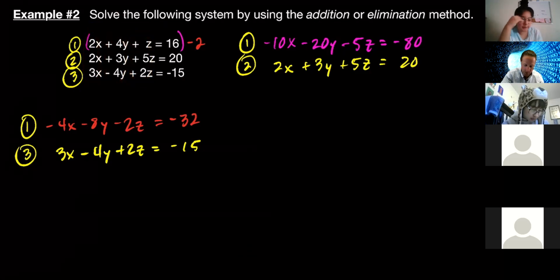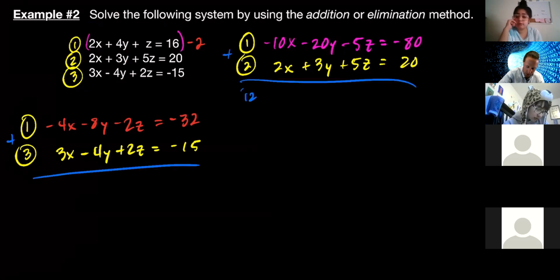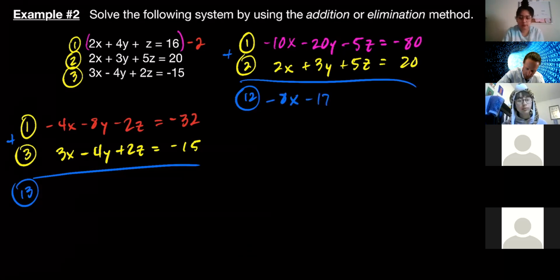Okay, so when I'm dealing with this, I can now take and add, and I'm going to call this equation 12 and equation 13, so I know where these new ones came from. Equations 1 and 2, when I add them, I get negative 8x, negative 17y, those cancel, equals negative 60. Does that look familiar? Those numbers seem similar to me. Negative x, negative 12y, those cancel, equals negative 47.